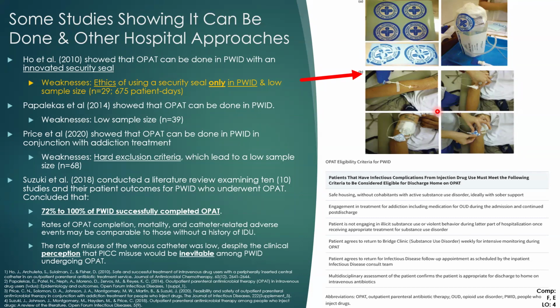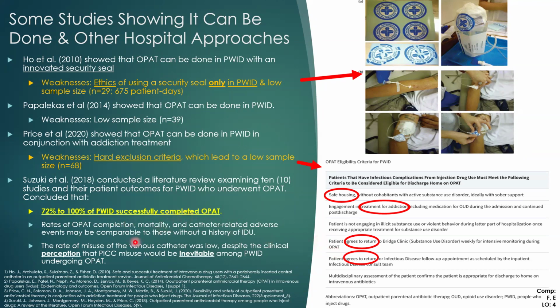Another study had a low sample size, and another one had a hard exclusion criteria, which made it difficult to select patients. They initially started out with about 300 participants, but then had to knock it down to about 60 because not many people can follow this hard exclusion criteria. And then there was another literature review right here showing that 72 to 100% of people who inject drugs can successfully complete OPAT.